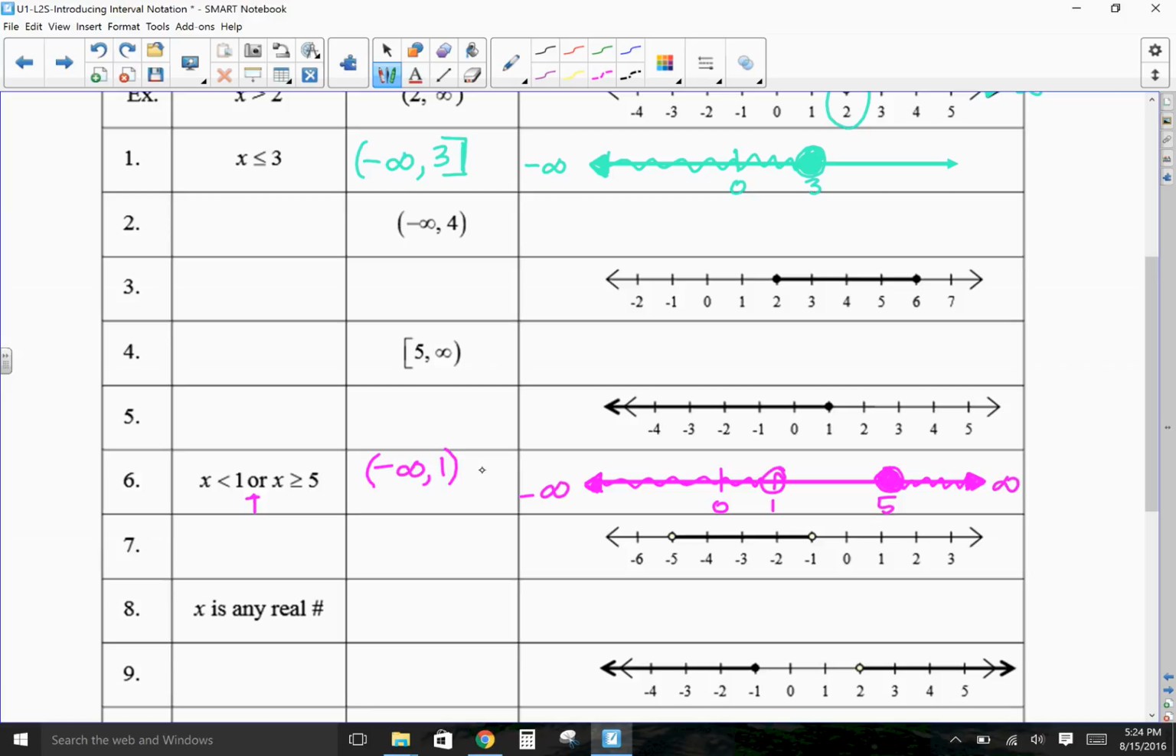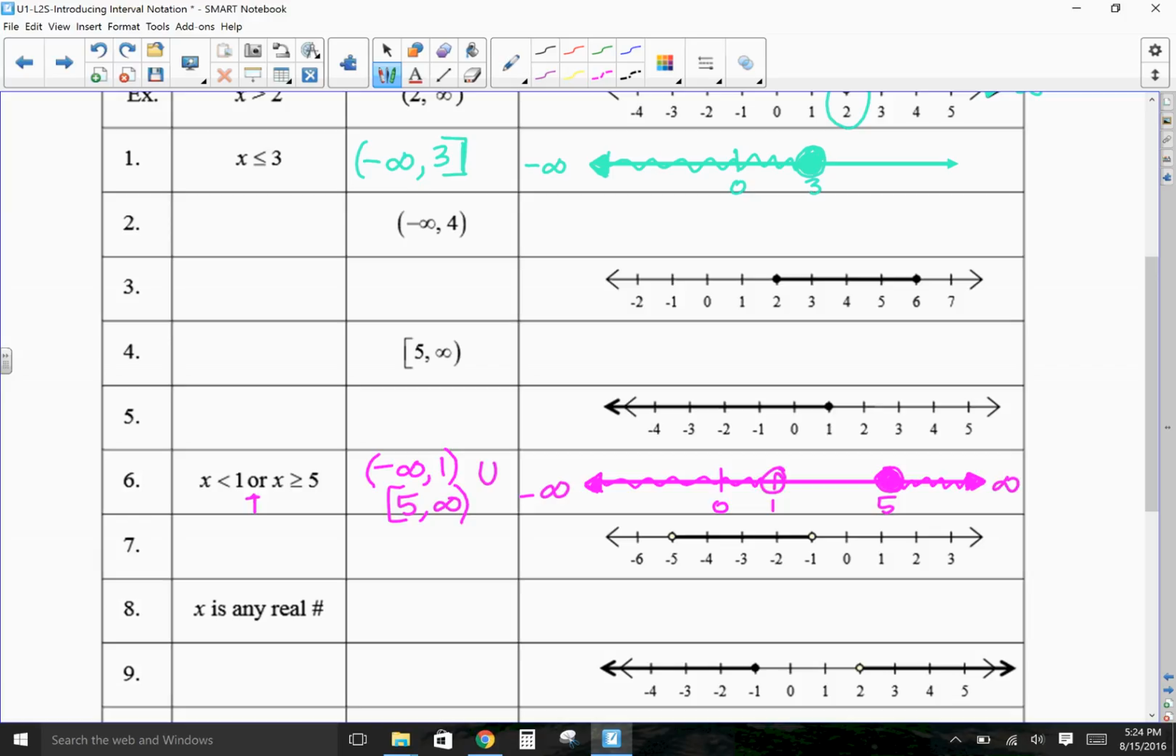Now, or, the mathematical symbol for or is the U. That's what we use in this notation. It stands for or, and you will always see it with intervals, so you might as well get used to it. And then we start at 5, and we go all the way to infinity. The 5 is closed in, so I'm going to put a bracket. Infinity always has parentheses. Okay?